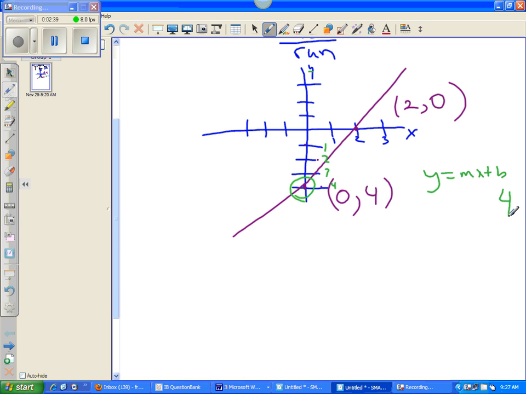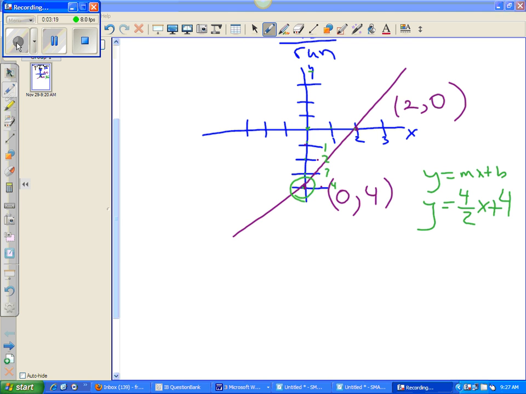Now I have to figure out my rise over my run. In this case, if I were to count from my y-intercept up, 1, 2, 3, 4, I know that my rise is 4, and my run from this point right here is 1, 2 over 2. That was rise over run, both of them in the positive direction. So now all I have to do is fill in the blanks. And there's my formula.